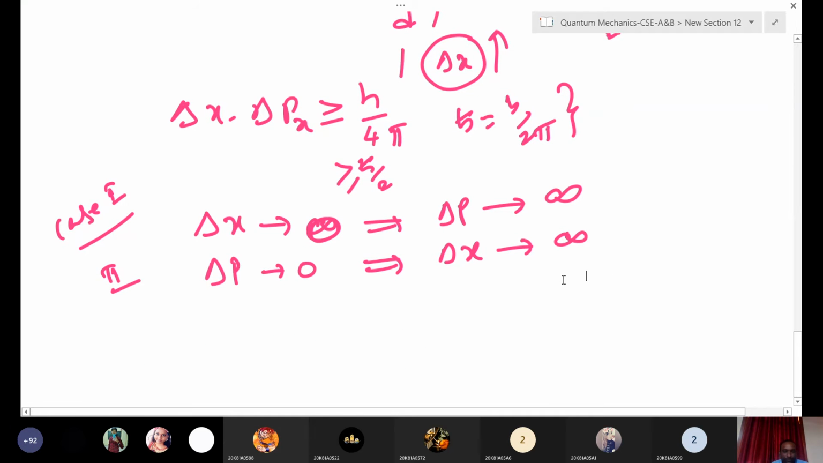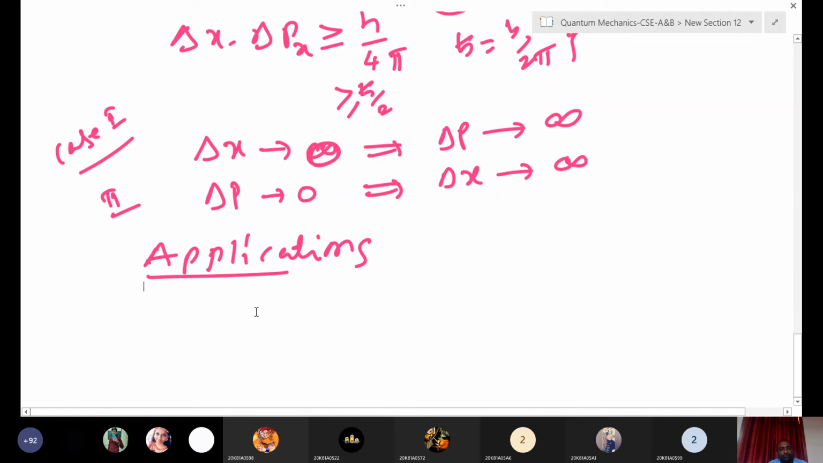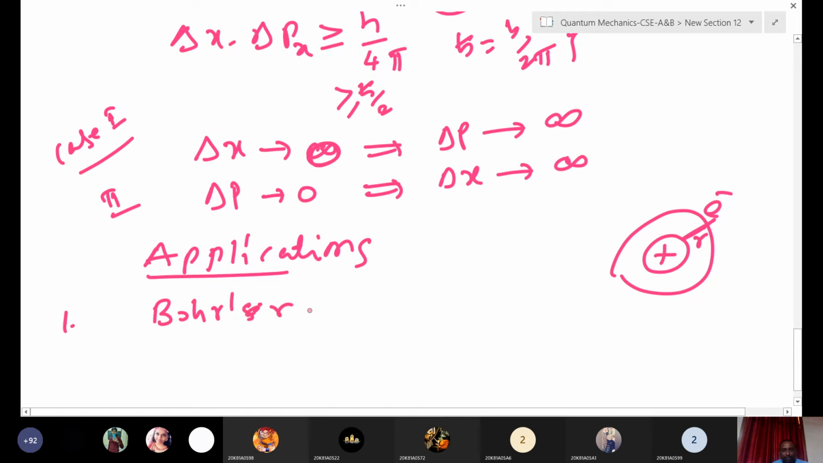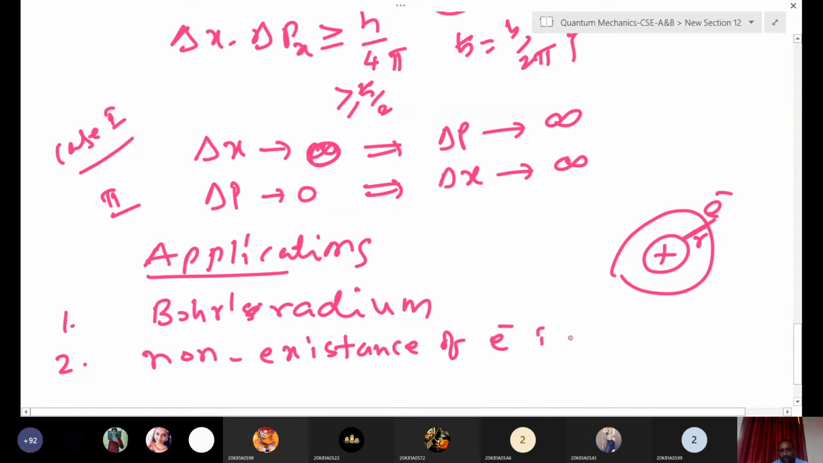And what are the applications? This is also very important. First one, suppose this is the nucleus and electrons are revolving around the nucleus, right? You can estimate the radius of this electron, the Bohr radius you can estimate. And you can also show the non-existence of electron in the nucleus.